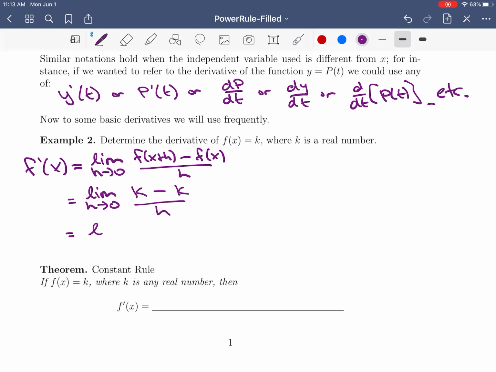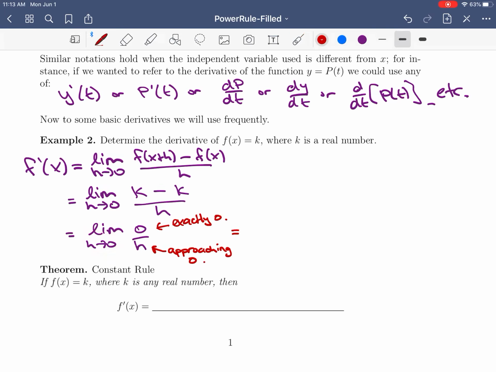Okay, so what we end up getting is the limit as h goes to 0 of 0 over h. Here I just want to point out, the top is exactly 0. It's not approaching 0, it is 0, whereas the bottom is approaching 0. So this is a bit different than our 0 over 0 case, because the top isn't approaching 0, it is 0. It doesn't depend on what h is doing. It just is 0.